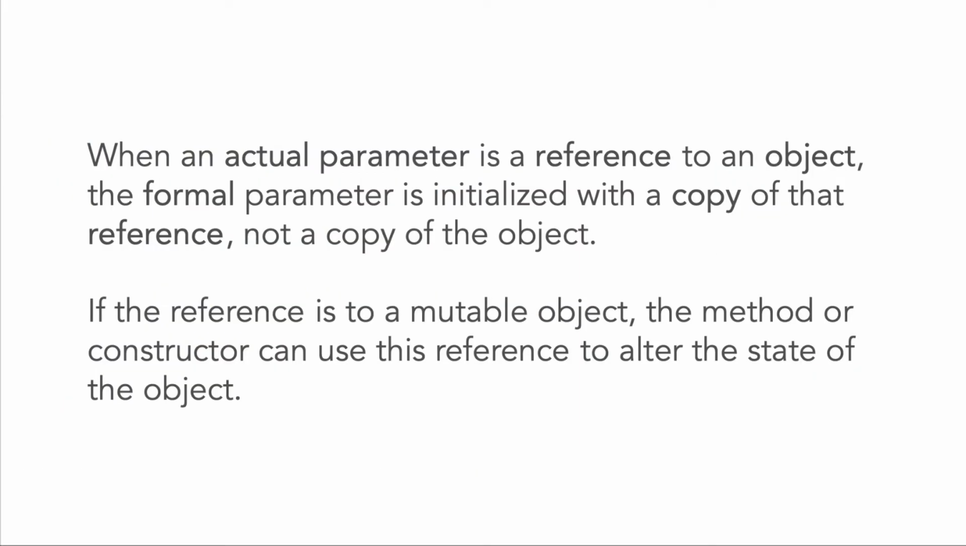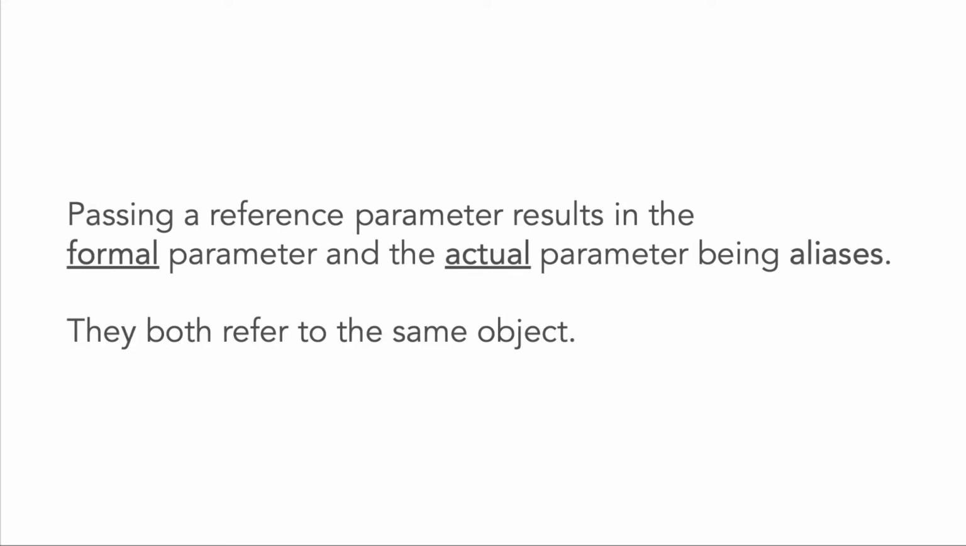When an actual parameter is a reference to an object, the formal parameter is initialized with a copy of that reference, not a copy of the object. If the reference is to a mutable object, the method or constructor can use this reference to alter the state of the object. Passing a reference parameter results in the formal parameter and the actual parameter being aliases. They both refer to or point to the same object.